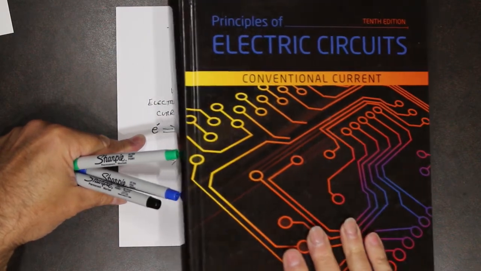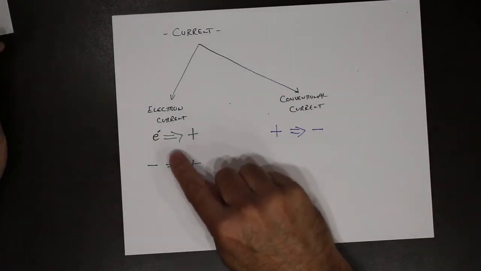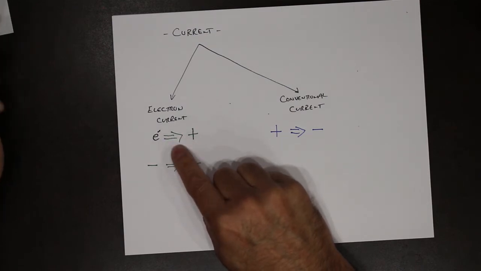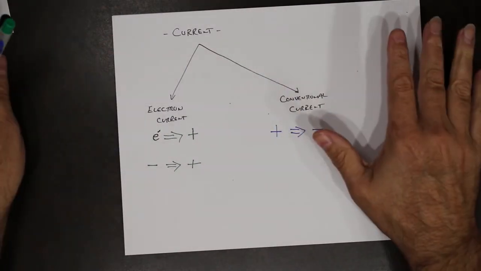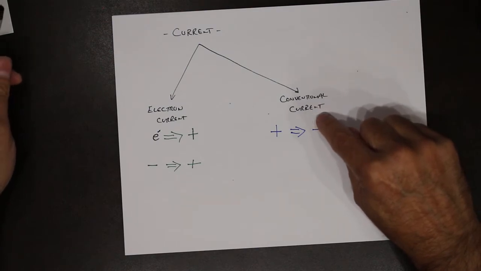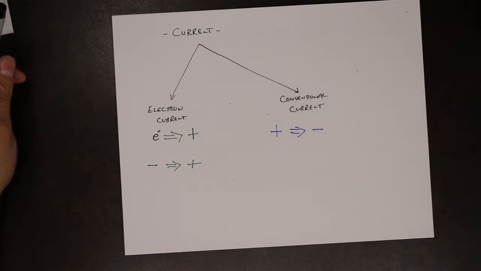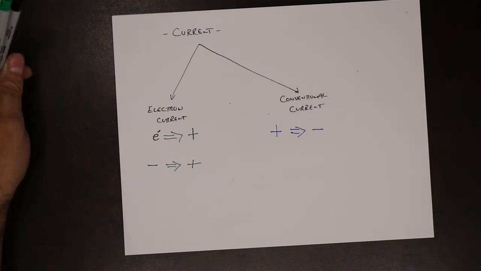If I am focusing on the electrons, which is more scientific, I will say electron current flow, or the flow of electrons. But when we're talking current, just regular current in a circuit, it is conventional current, which flows from positive to negative. So our textbook is based on conventional current theory.